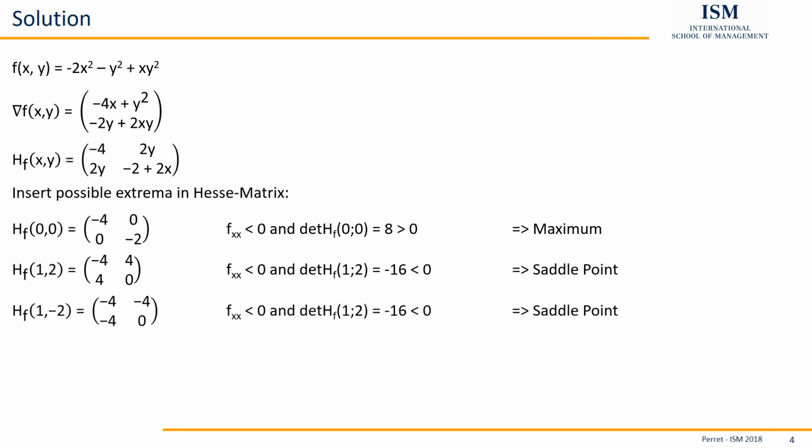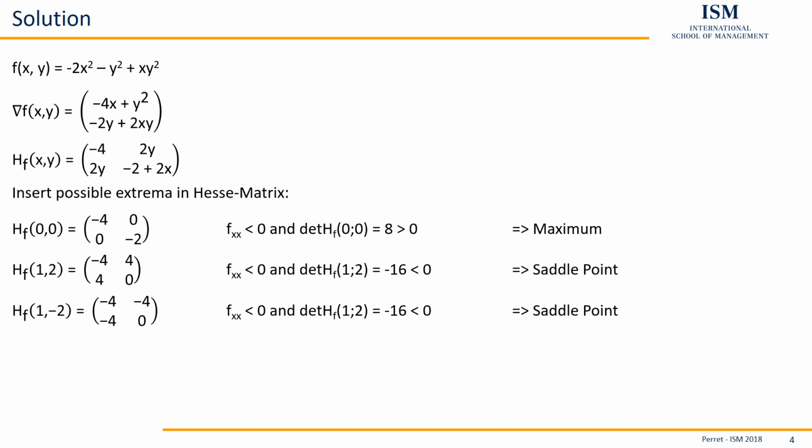And we're doing the same thing for 1 and minus 2. And here we get more or less the same result. The upper left value is negative. The determinant is also negative. So this means we have a saddle point as well.